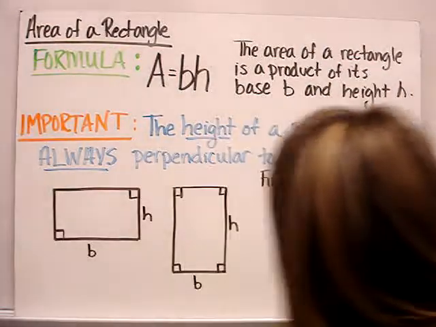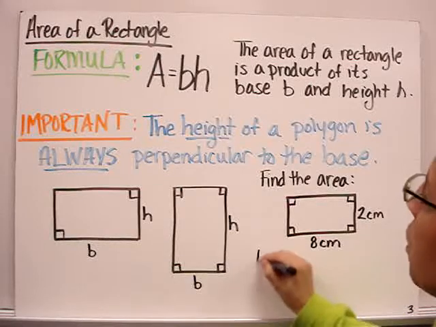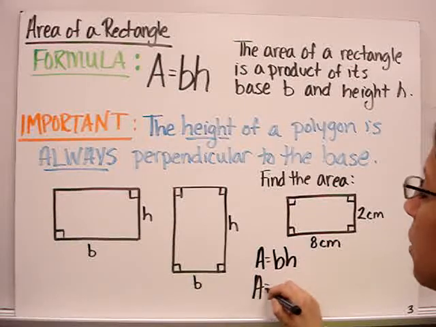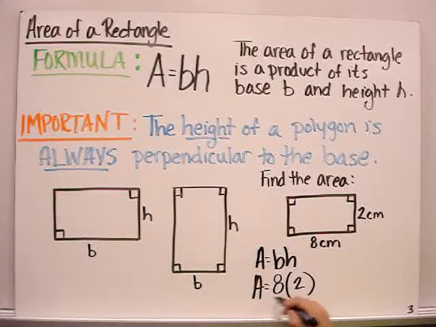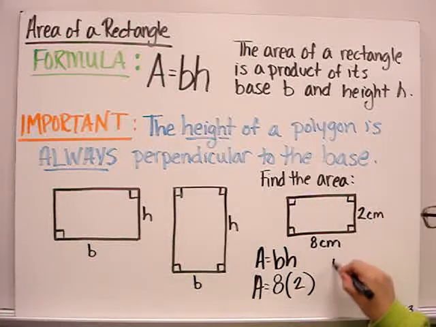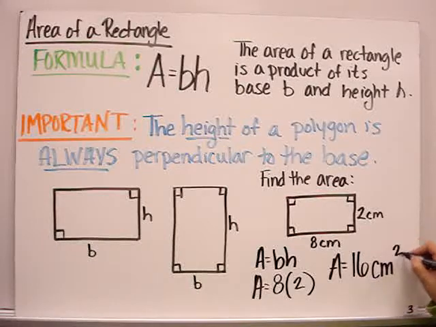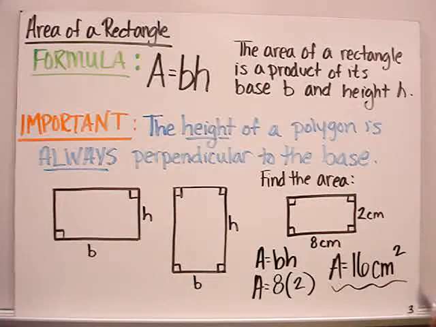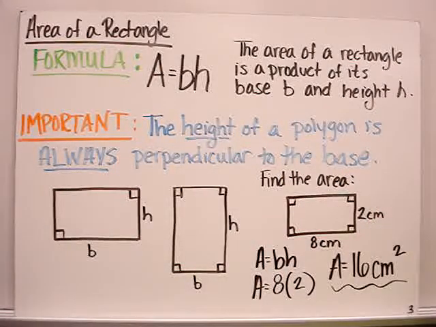So, if I asked you to find the area of this rectangle, 8 centimeters by 2 centimeters, I would first write the formula. I would then fill in the values where I know them. I know the base is 8, and I know the height is 2. I know 8 times 2 is 16, so I can say that the area of this rectangle is 16 centimeters squared because it's square units. The notation is important, centimeters squared. This is the difference between 16 centimeters straight and 16 square centimeters.